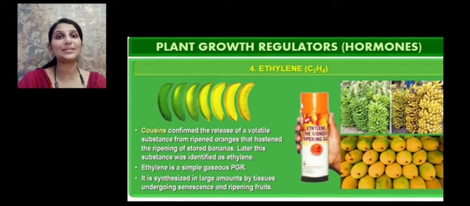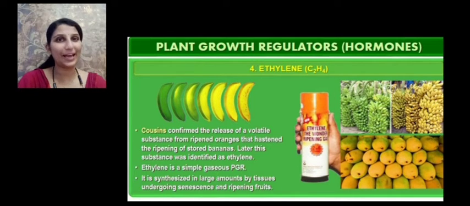We would have experienced this particular situation in our home when we have a bunch of raw bananas. If one starts to ripen, within a few hours or within the next day, the whole bunch of bananas starts to show a coloration of ripening. So this is due to the release of this volatile compound, namely ethylene. So ethylene is a simple gaseous plant growth regulator. It is synthesized in large amounts by tissues undergoing senescence and ripening.